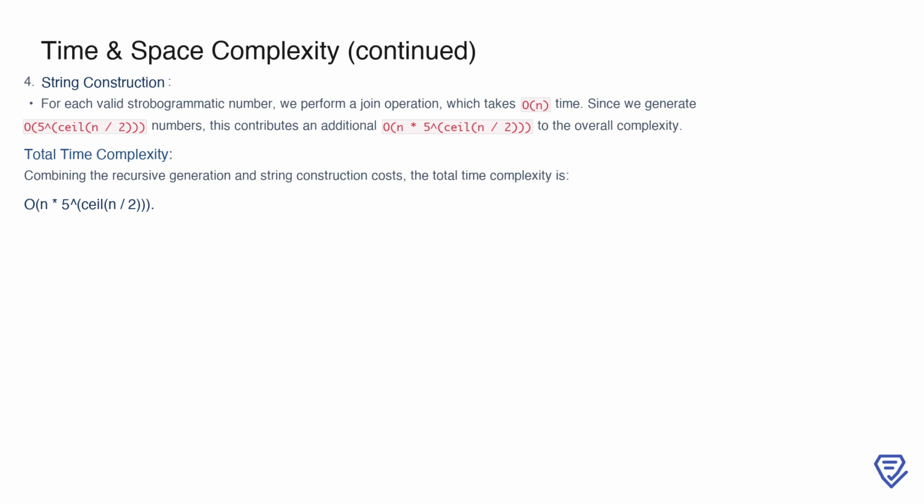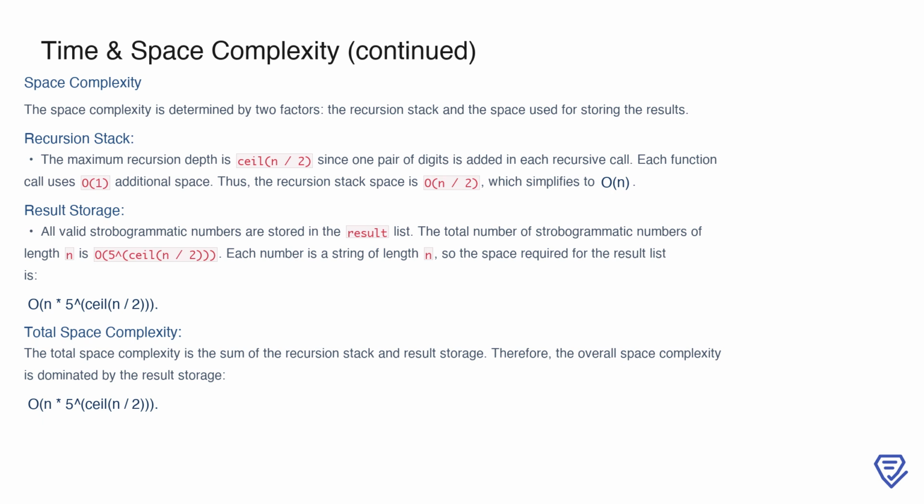This means the time required grows exponentially with the size of n, though it is significantly optimized compared to brute force methods as we directly generate valid numbers rather than constructing and filtering out invalid ones. Next, let's explore the space complexity, which is influenced by both the recursion stack and the storage of results. The recursion stack depth is at most ceil(n/2), corresponding to the number of digit pairs added recursively. Since each recursive call uses O(1) additional space, the total stack space is proportional to O(n/2), which simplifies to O(n).